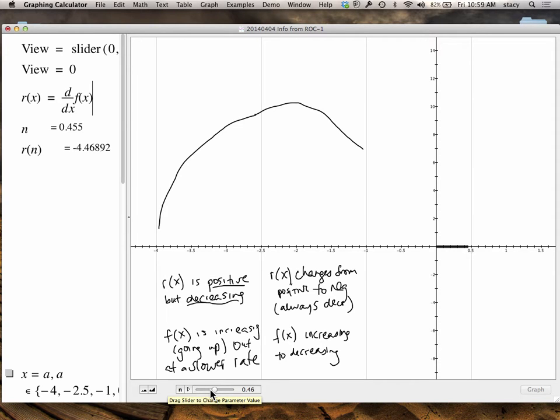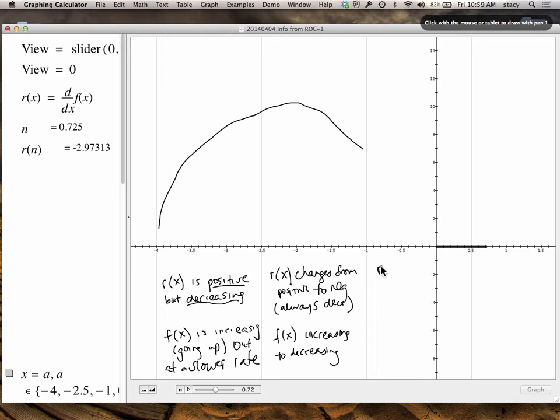Is it better when I try to make it play smooth? Let's see. So what did the rate do? One more time. Was it increasing the whole time?